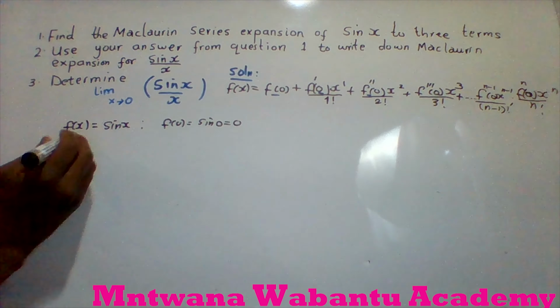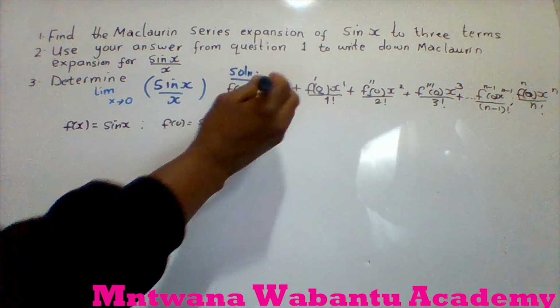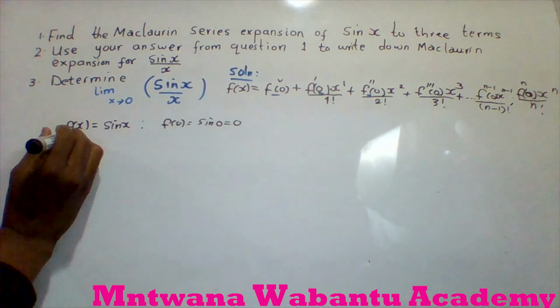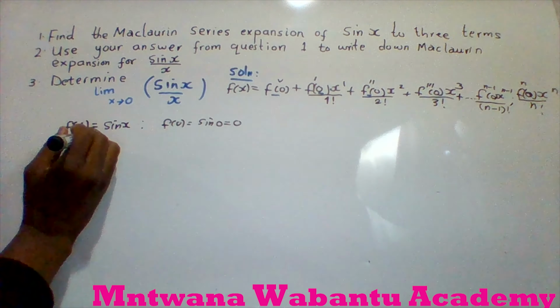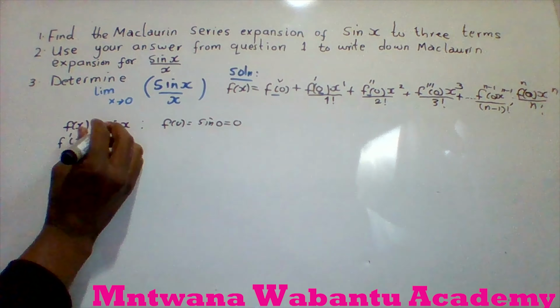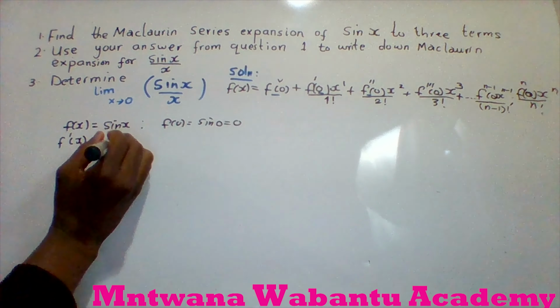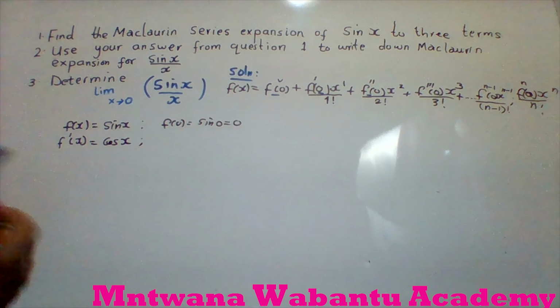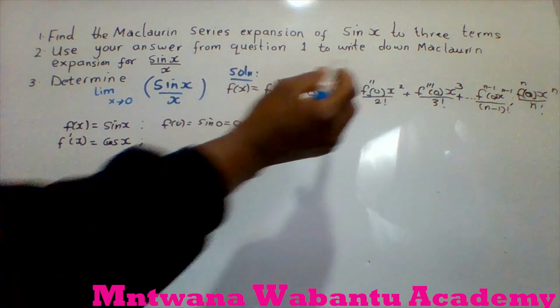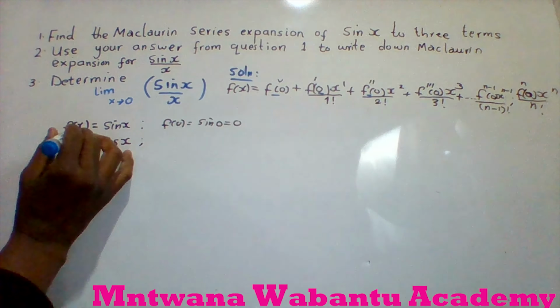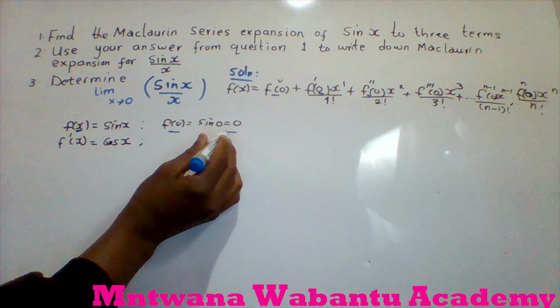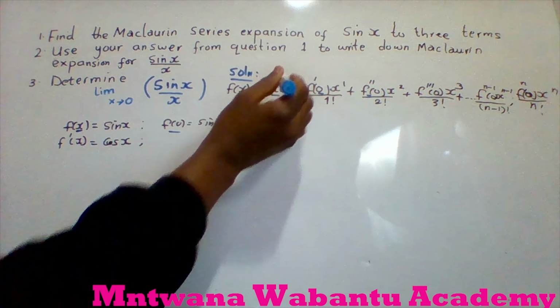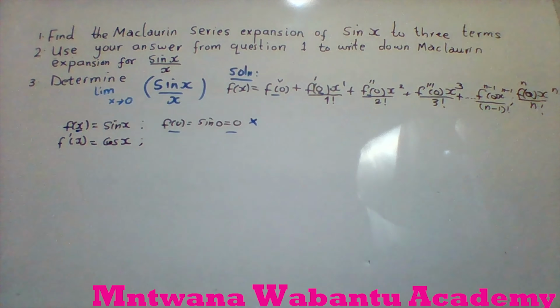Now we go for the next one, the first derivative of f of x. When you differentiate sine of x, you get cos of x. Now quickly, they say 3 terms. So this f of 0 is not going to give us any term because everything is going to be 0. So far we haven't got any terms.